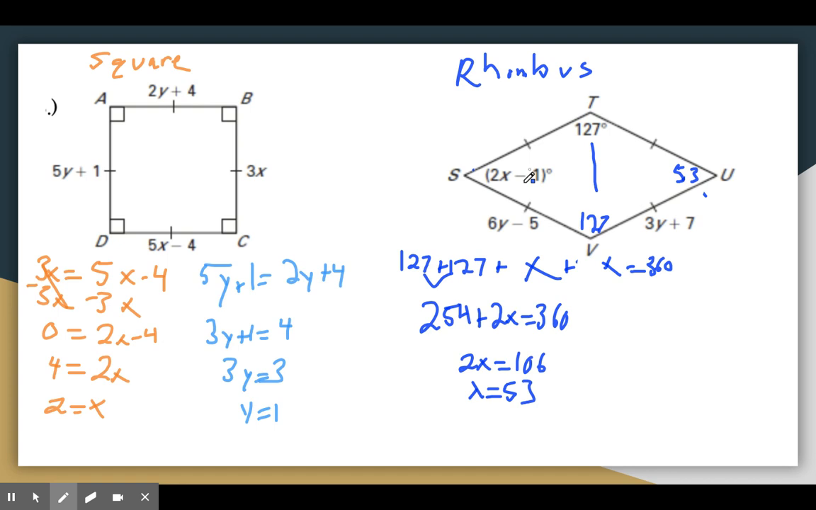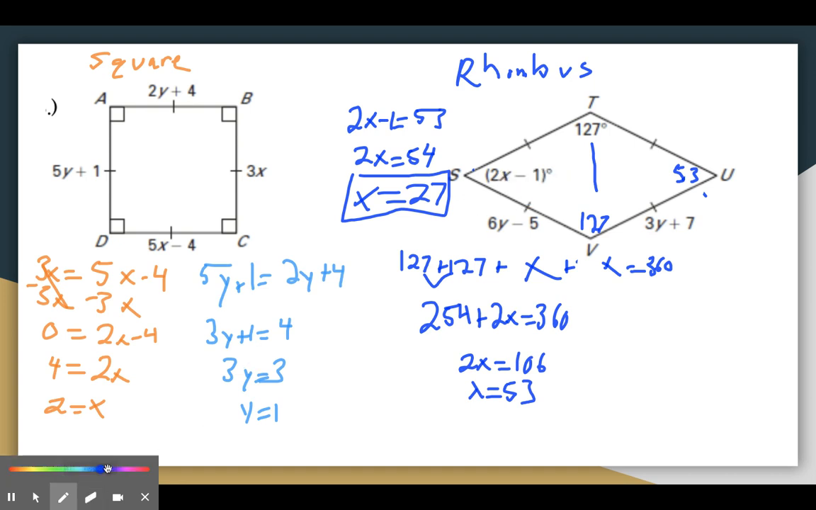And now we know that 2x minus 1 has to equal 53. 2x minus 1 equals 53. Add 1 to both sides, we get 2x is equal to 54. Divided by 2, 54 divided by 2 gives you 27. So now the true answer is x is equal to 27, okay? Remember, we found out what both of these angles were, and then we went back to 2x minus 1 to find that equation. Okay, now to solve for y.